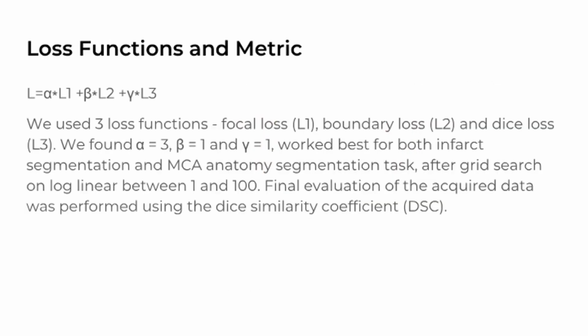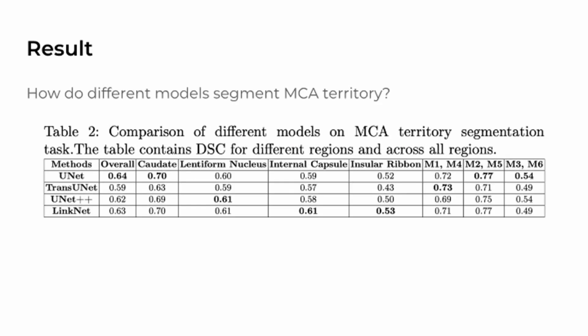The objective function used to train the model is a combination of three well-known losses: focal loss, boundary loss and dice loss. Now, let's have a look at some results. This table represents model performance in segmenting different MCA territory regions. Though for the smaller regions like lentiform nucleus, internal capsule, and insular ribbon, UNet is not the best model, we can see that the variation is not very large between UNet and the best models.